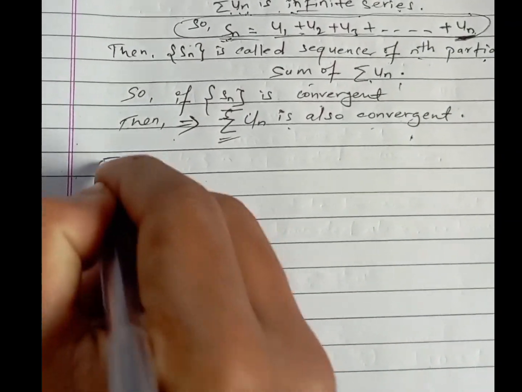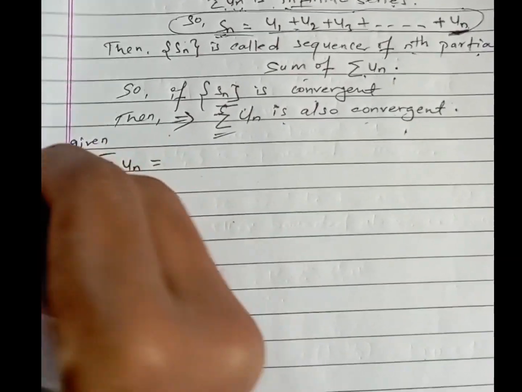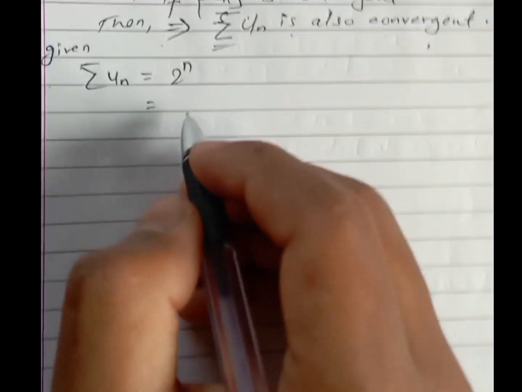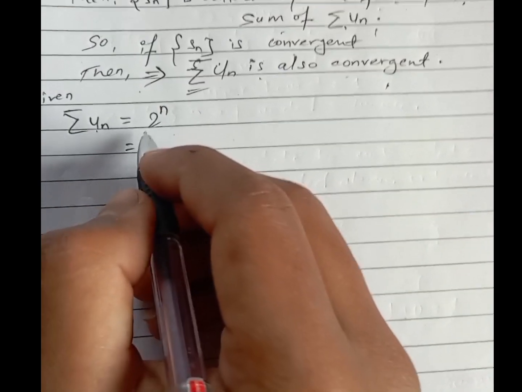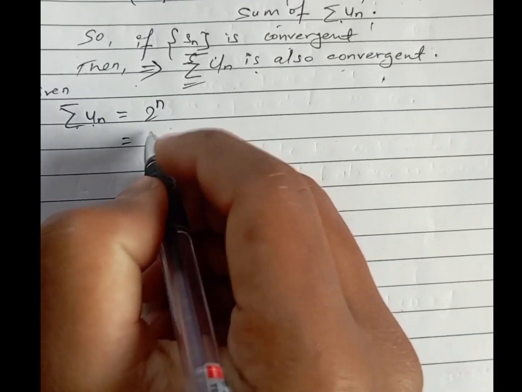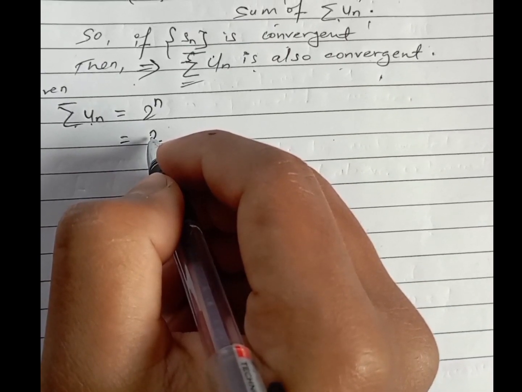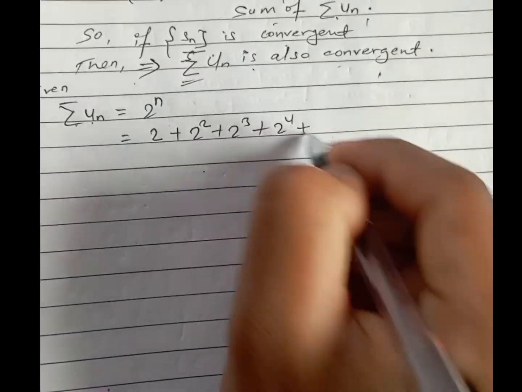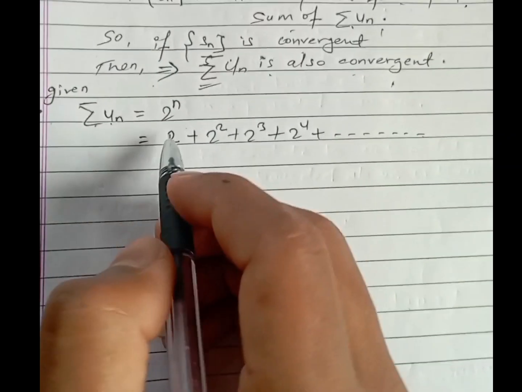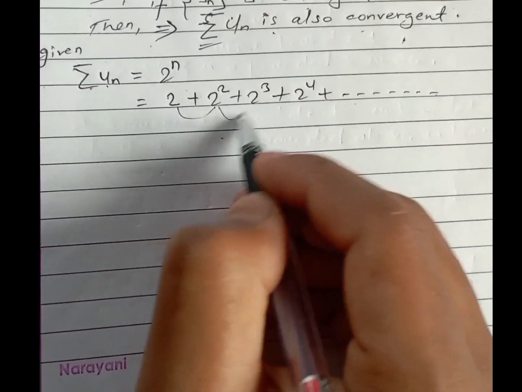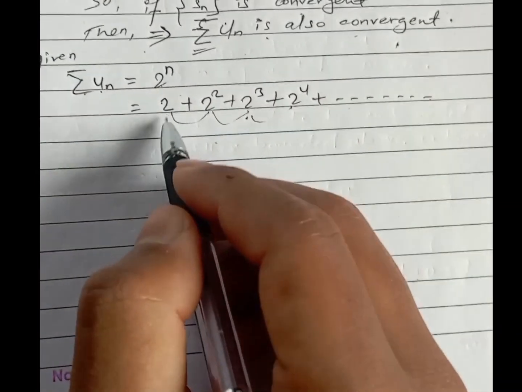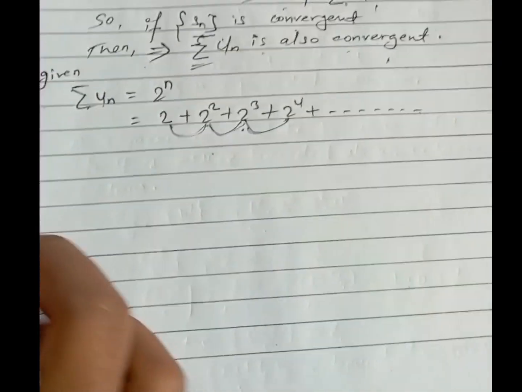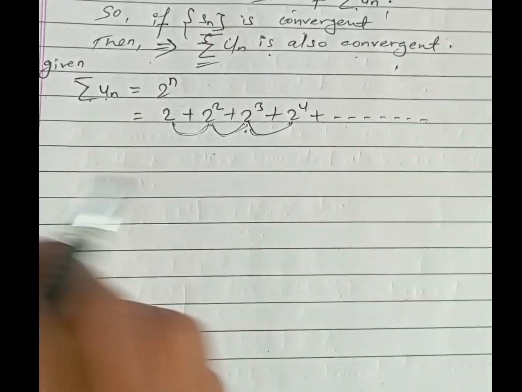So let's move to the next question. Summation un is given as 2 to the power n. So what is the first term of the summation un? First term is 2, and the second term is 2 square plus 2 cube plus 2 power 4 plus, this goes to infinity. So we can just see from here that this is a geometric series. Here the common ratio is 2, and this goes to infinity. So we must know the rule of the geometric series test.